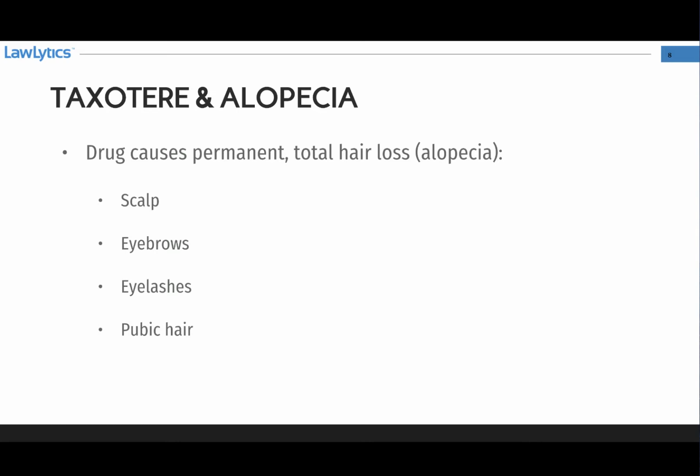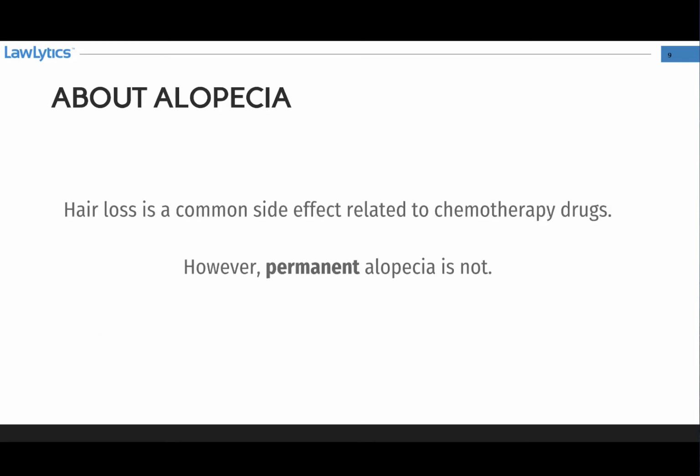Now, this drug causes permanent and total hair loss. This is something that's referred to as alopecia. And women who have taken this drug say that they've lost all of their hair on their scalp, including their eyebrows and eyelashes, and even their pubic hair. Now, it's important to note that hair loss is a common side effect related to chemotherapy drugs. However, permanent alopecia is not a common side effect.